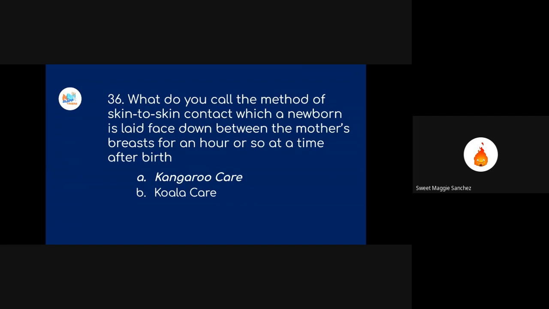So, question 36. What do you call the method of skin to skin contact, which a newborn is laid face down between the mother's breast for an hour or so at a time after birth? In Tagalog, ilagay mo yung bata sa suso mo. Pahiga mo siya dyan. Yung correct term niyan ay kangaroo care. Although koalas do this too, yung correct medical term ay kangaroo care.